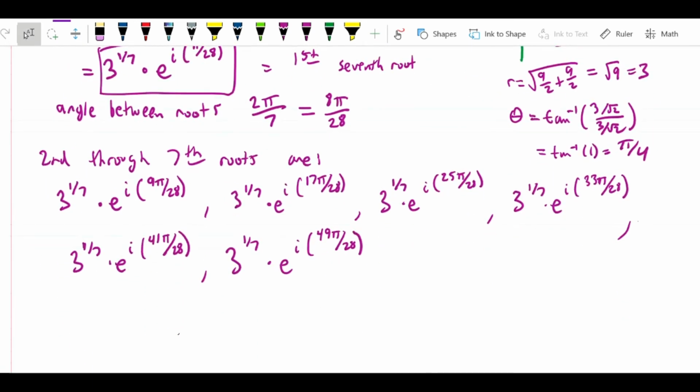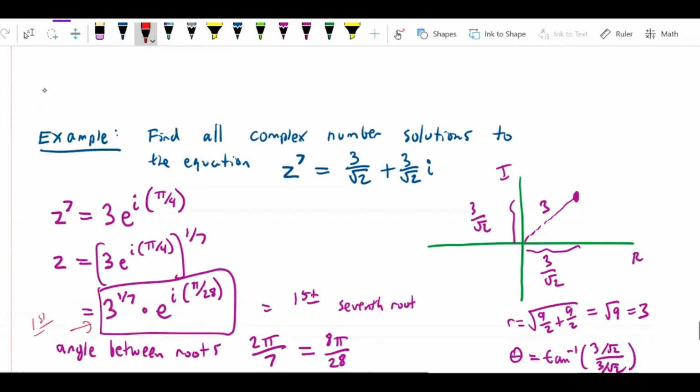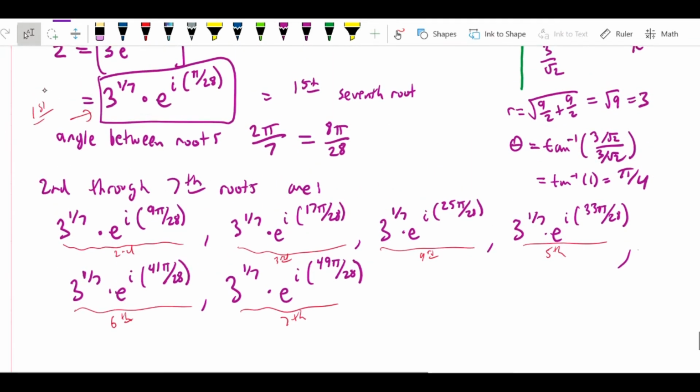So there we go. Okay, so let's just label these. This is the second, third, the fourth, the fifth, the sixth, and the seventh. And up here, of course, I've got the first. And note that these are all seventh roots of the number that was given. It's just that this is the first of the seventh roots.